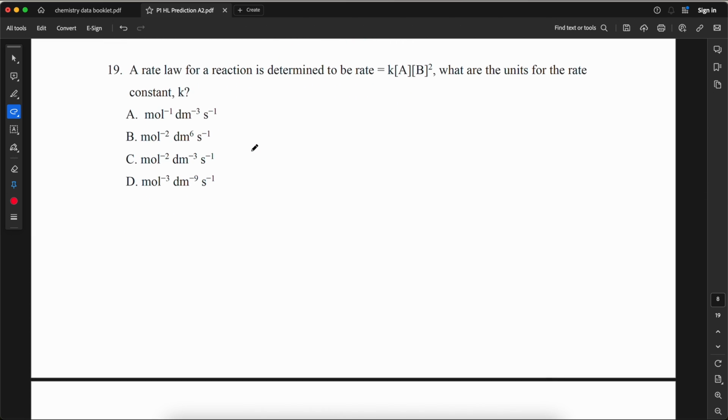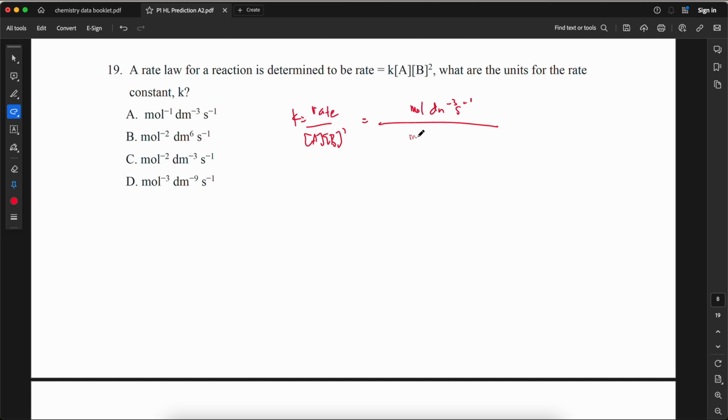A rate law of a reaction is determined to be rate = k[A][B]². What are the units for the rate constant? The rate constant will be rate divided by [A][B]². So the rate unit would be mol dm⁻³ s⁻¹.